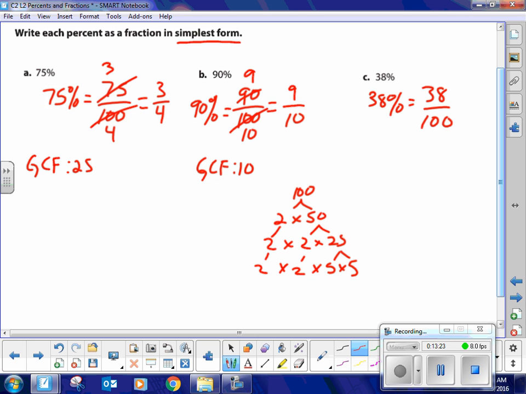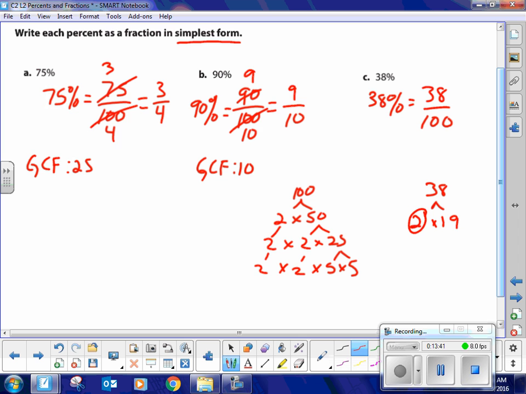All right, I'm going to come over here to 38. I'm going to build that one. It's even, so I can pull out a 2. 38 divided by 2 is 16. Okay, is that right? That is not correct. It is 19. All right, and 2 and 19 are prime numbers, so that's the end of that.